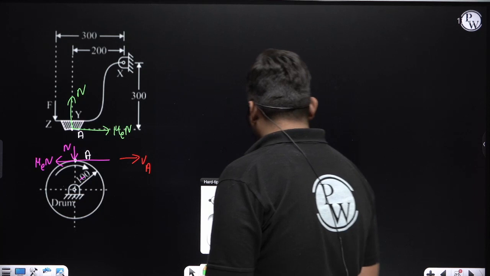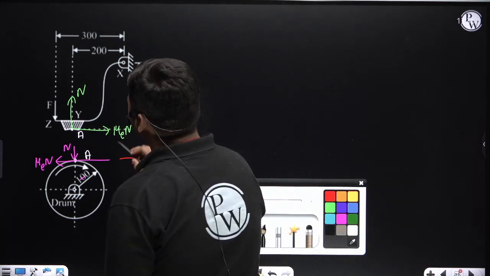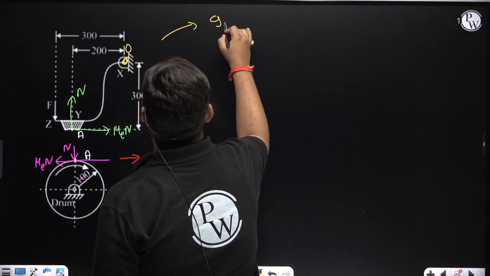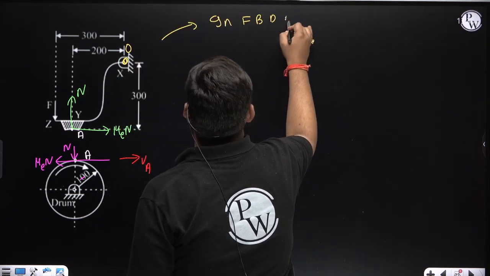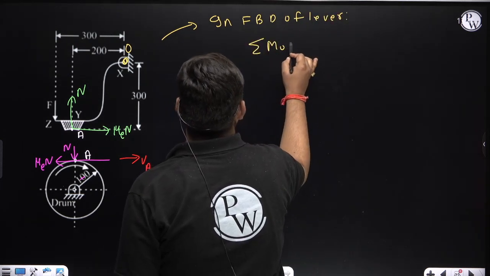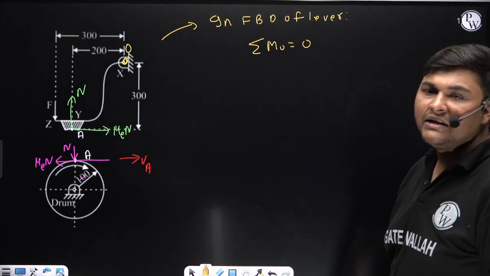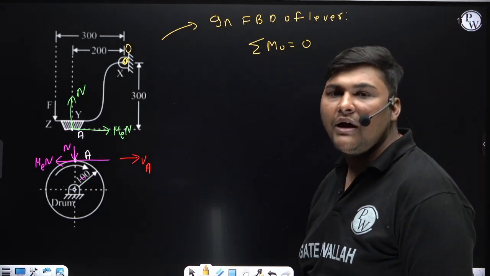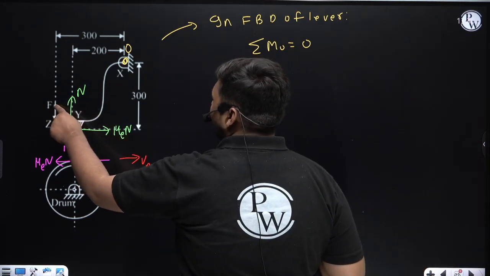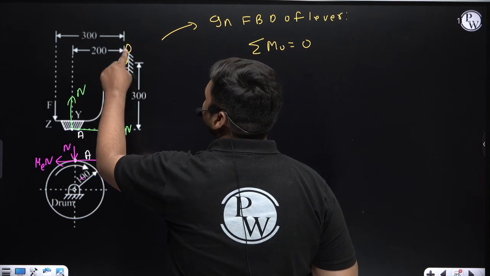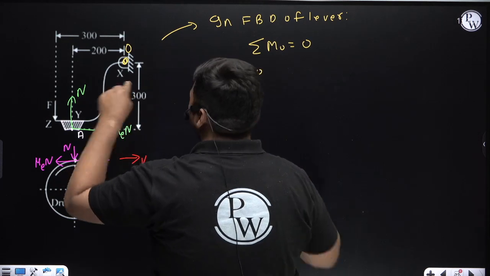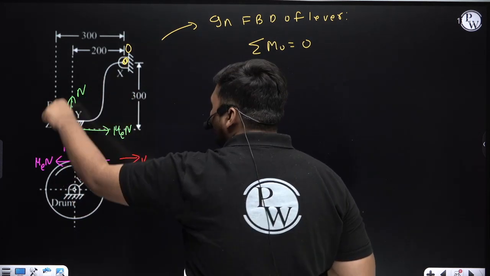Okay. Now after drawing this FBD of lever, we will take net moment about fulcrum O equal to 0. While taking this moment, I am considering clockwise direction as positive and anti-clockwise direction as negative. The first moment is due to this effort F. This force is F, and its perpendicular distance from O is 300 mm. So the moment will be F into 300. The direction of moment due to this force F about O will be anti-clockwise.